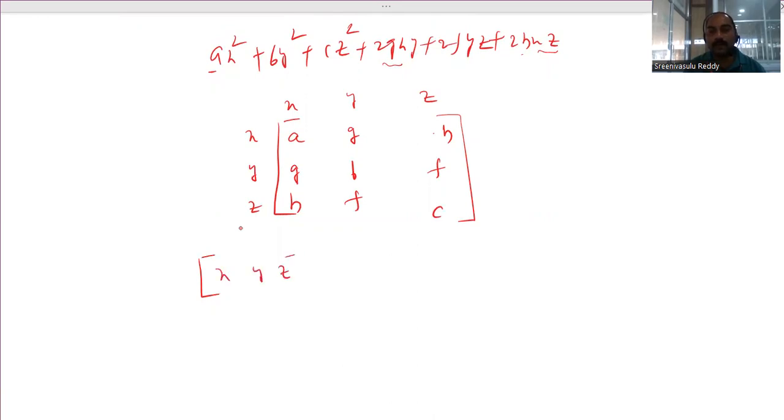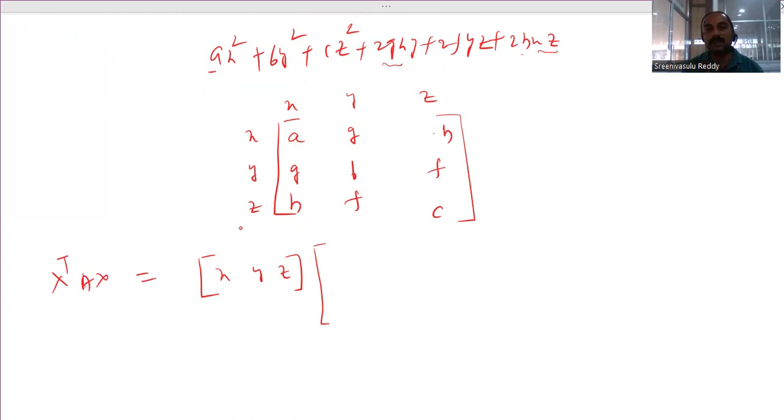Usually this is nothing but x, y, z as a column matrix, and x transpose. Usually this is x transpose A x. A is 3 by 3, x is 3 by 1, and the transpose of a 3 by 1 is 1 by 3. Finally we get a 1 by 1 matrix. Usually x is a column matrix; if you take it row wise, it is the transpose of x. X transpose A x equals this.